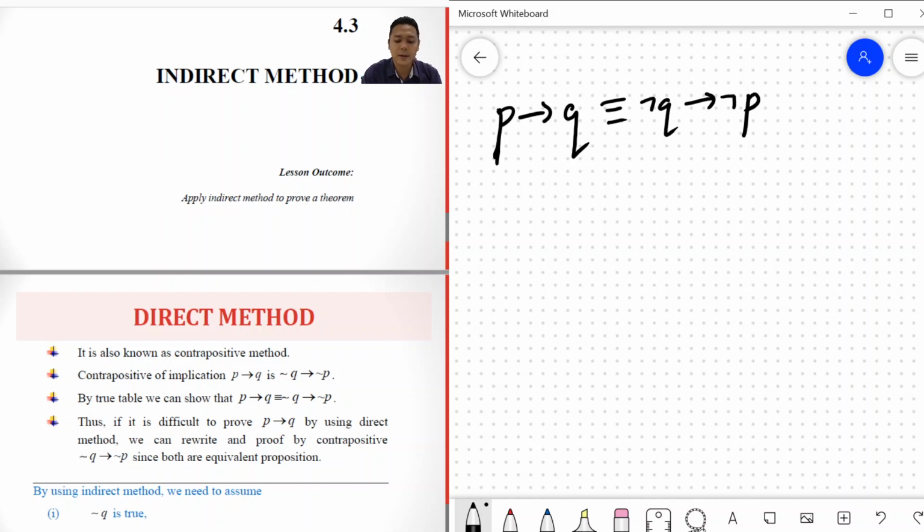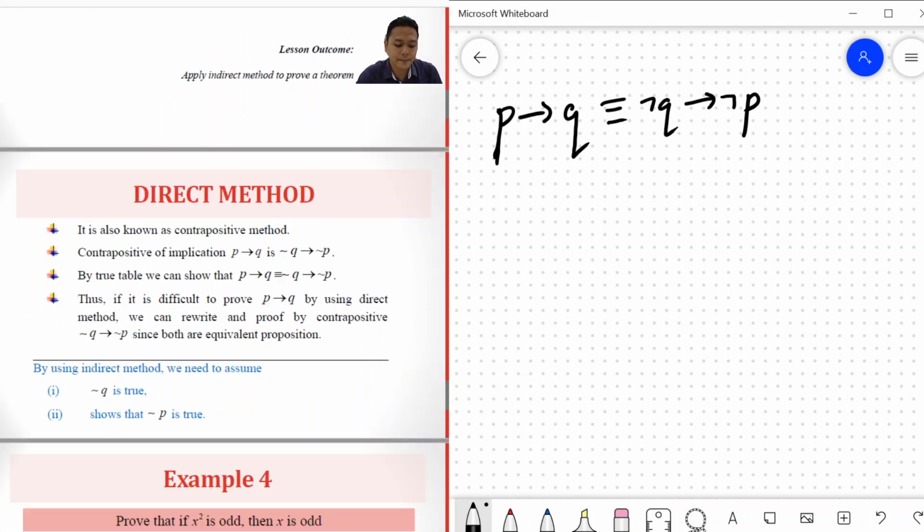There are better ways. Sometimes direct method is much more easy, hence the name direct. Indirect method can apply to some cases. My advice to you is that always try to prove by using direct method first. If it fails, then we use the alternative method of indirect method. If it also fails, then you use the least popular proving method, which is a contradiction method.